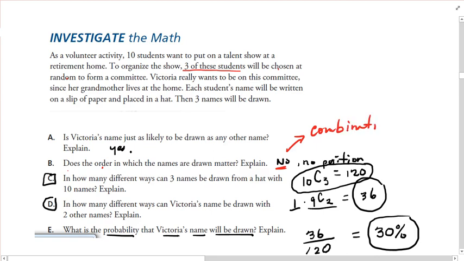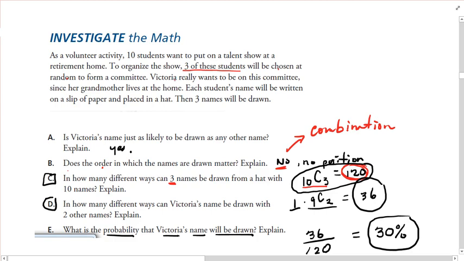The next one says, in how many different ways can 3 names be drawn from the hat with 10 names? Okay, so we have 10 names and we want to choose 3. That's where we get this from. So that is 120. Okay, so that's the total number of ways. If we were stopping there, there are 120 ways that 3 names could be chosen out of 10.